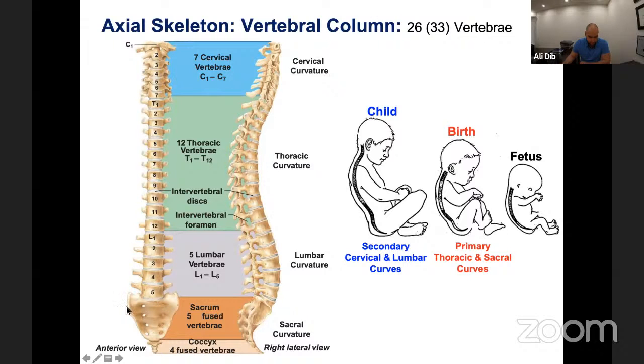We have the sacrum, which is the fused spine. We have 5 fused vertebrae over here, as you can see. And then the coccyx is 4 fused vertebrae.